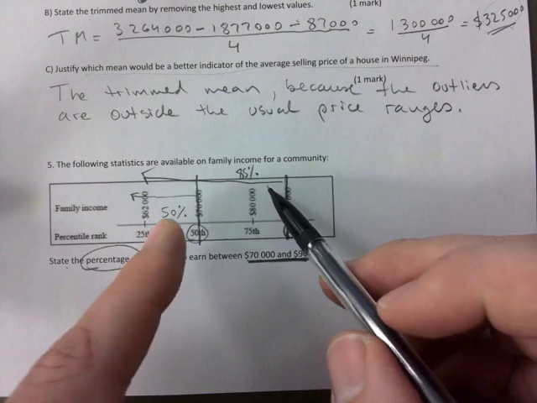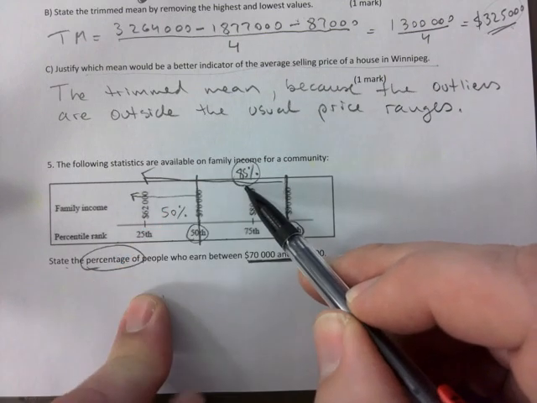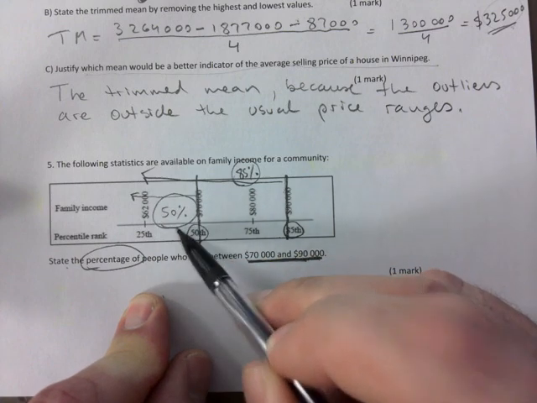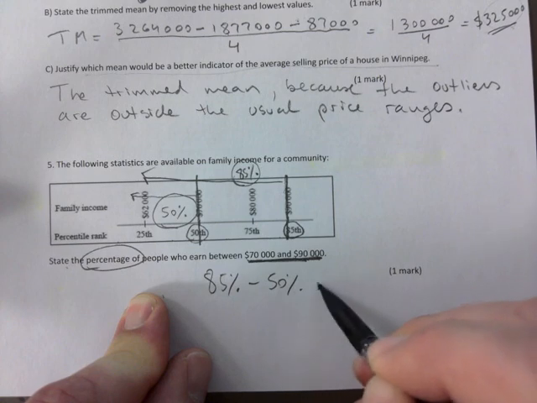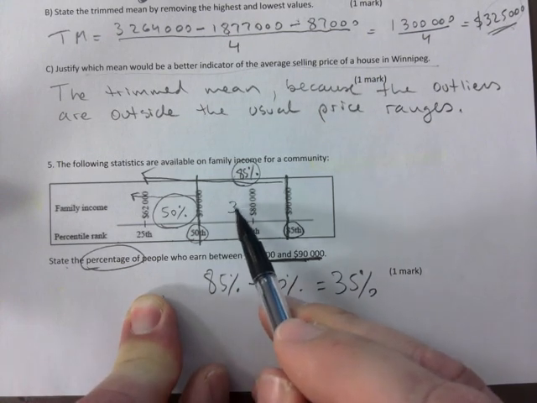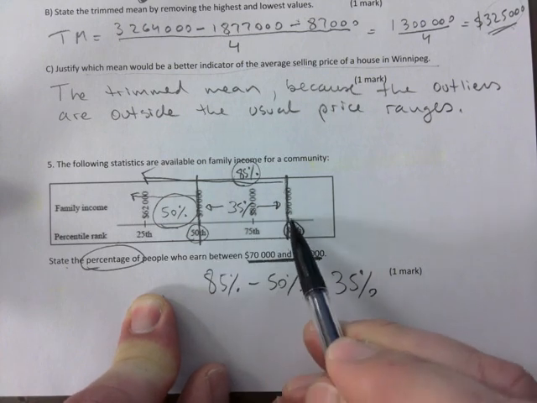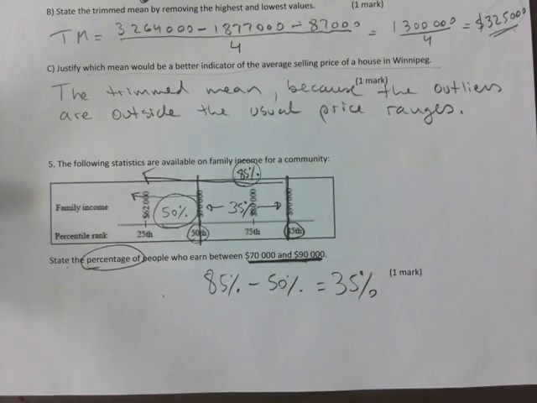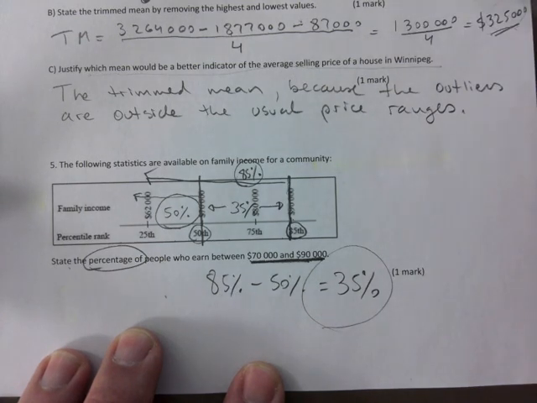So what you need to do is to figure out what's in here, you need to take 85, right, and then go minus 50, right? So 85% minus 50%. And so that leaves you with 35% of families that make between 70,000 and 90,000 there. So that's a mark for that one. So there's 1, 2, 3, 4, 5, 6. This one is out of 6.